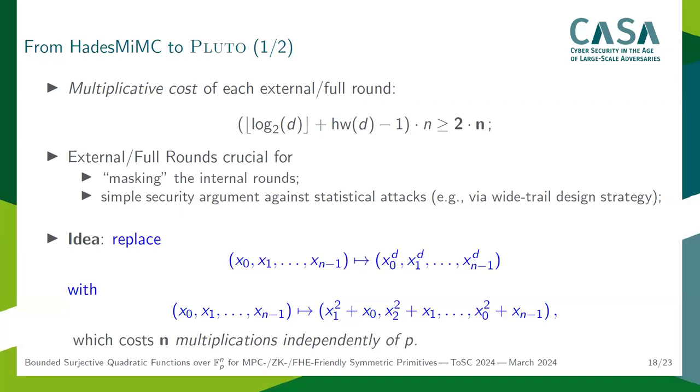But what we can do is to replace these power maps with the function that we just found. If you have a look, it's more or less a Feistel style. But in a Feistel style type three, you have one component that is basically linear. Here, you don't have this component, so you apply this map x squared everywhere. The nice thing about this layer is that it costs only n multiplications, so we already save n multiplications per round.